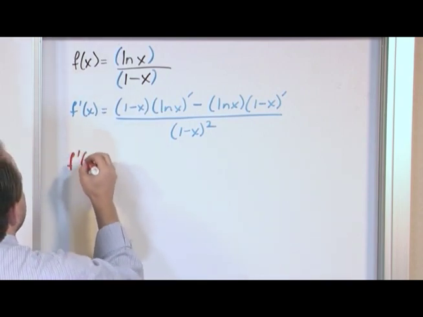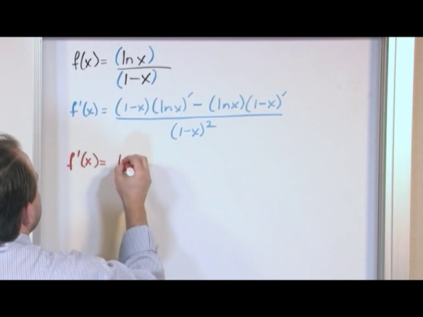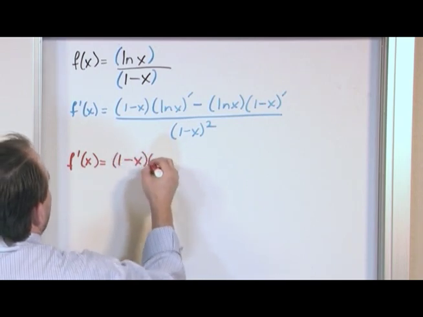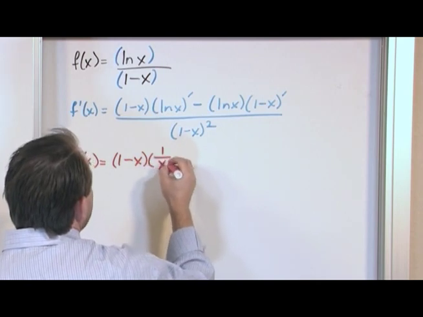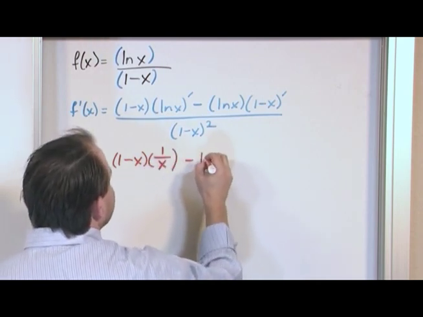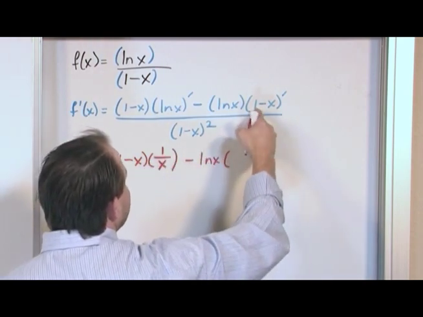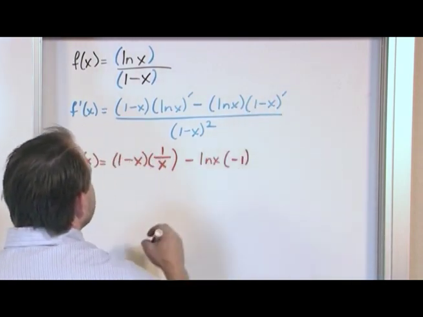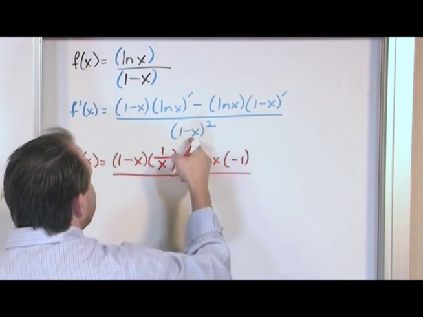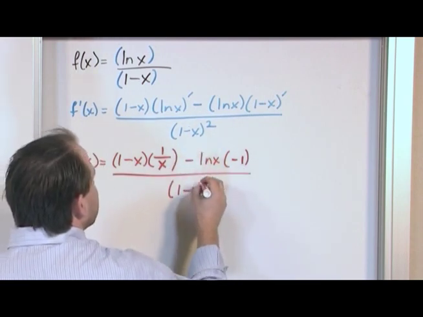f prime of x is equal to 1 minus x. What is the derivative of natural log of x? Well, we talked about it. That's the whole point of this section. That's 1 over x, minus natural log of x. What is the derivative of this term? Well, this derivative is 0. This derivative is negative 1, because that's what's sitting out in front of the x, all over this guy, 1 minus x squared.